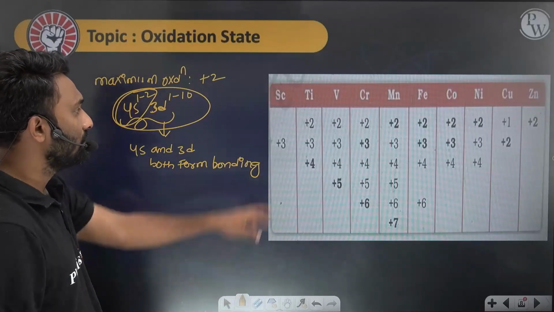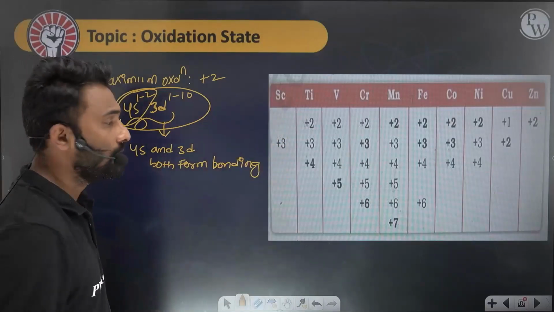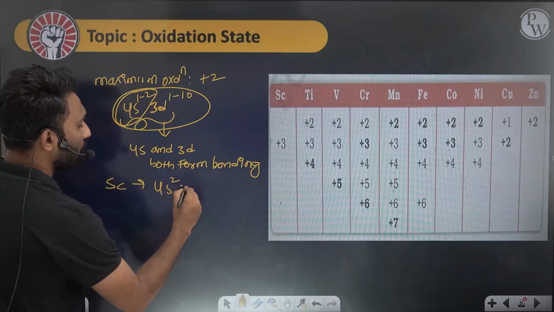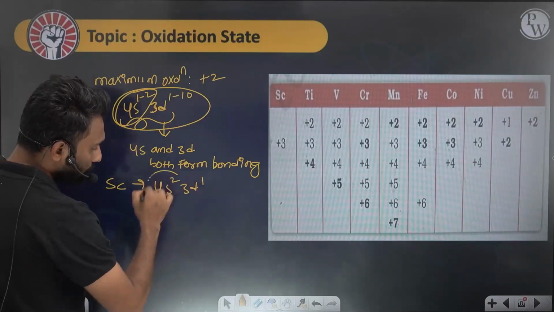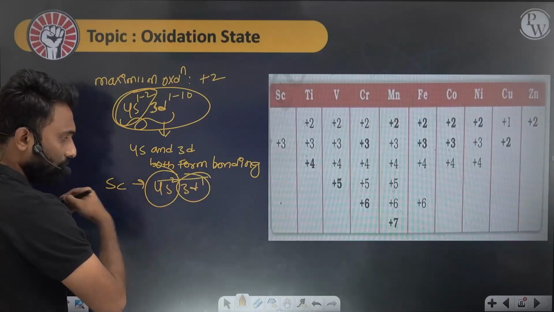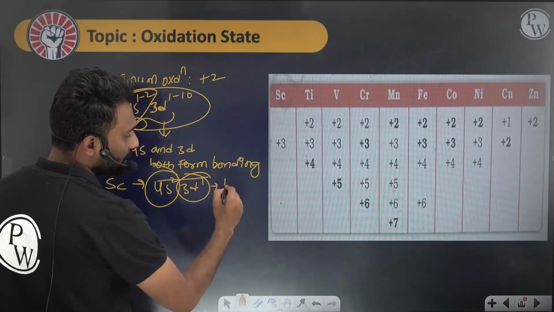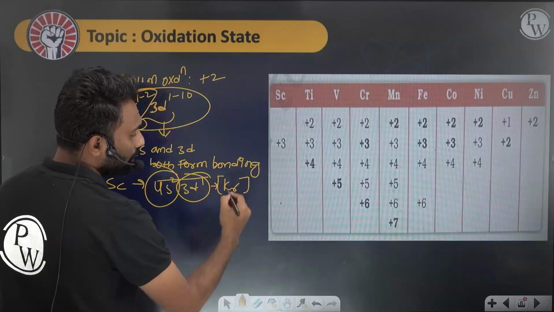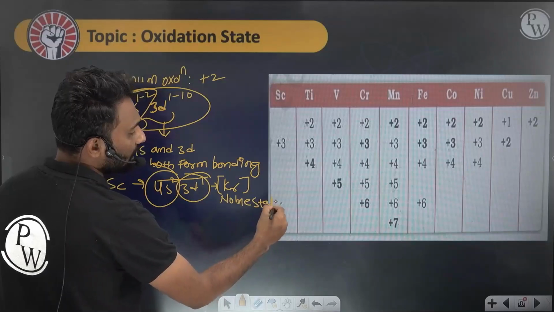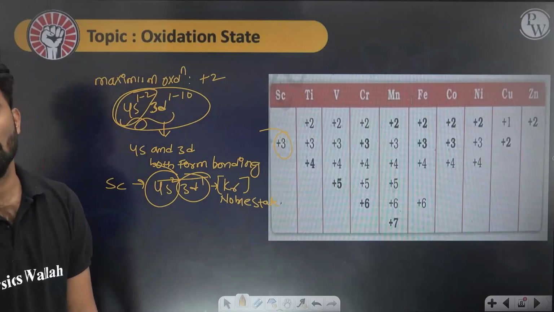Now here scandium is showing the stable oxidation state of +3. Because here, scandium's electronic configuration is 4s2 3d1. Now first, if I remove these two electrons, 3d1 remains. If I remove 3 electrons, now scandium will reach the krypton electronic configuration, the noble gas electronic configuration. That is why scandium will show the stable oxidation state +3.